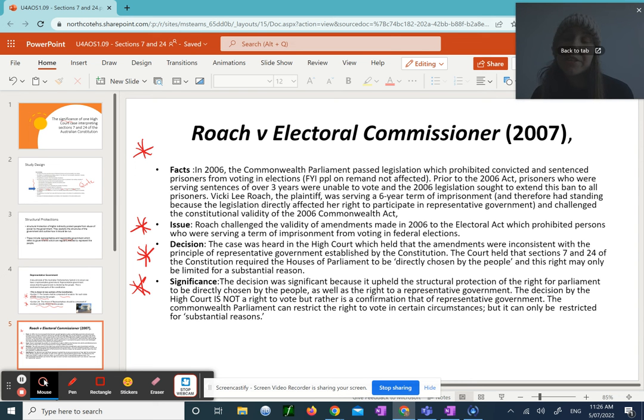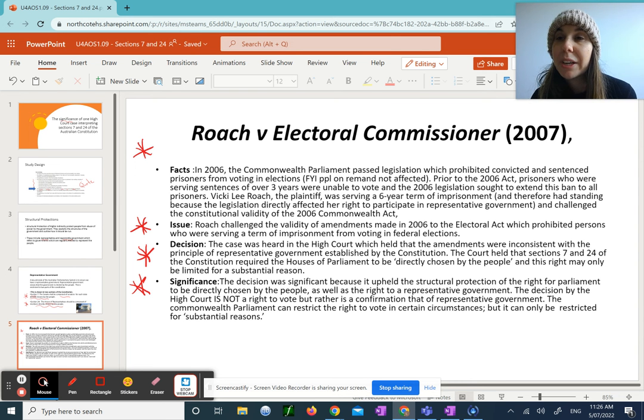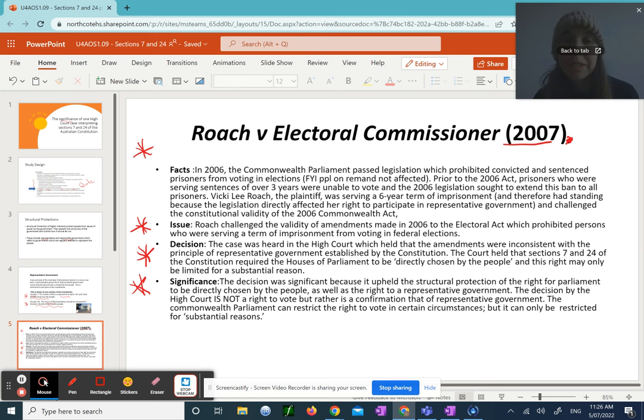Okay, so if you get a question that's like, explain the significance of one High Court case in interpreting Section 7 and 24 of the Constitution, you will need to do the following things. So we're going to look at a case that you may remember from year 11 known as the Roach vs. Electoral Commission 2007. I'm not sure why there's a little dot there. That's an annoying grammar mistake. Now, let's talk about the facts of this case.